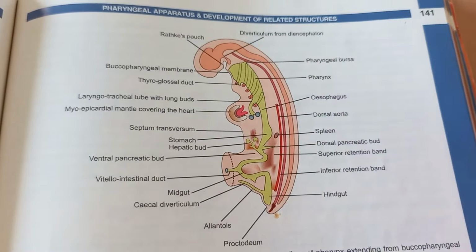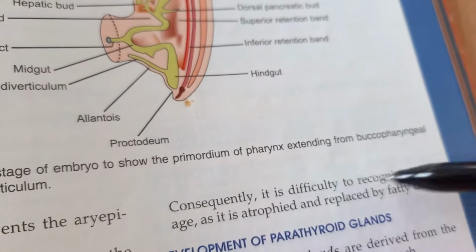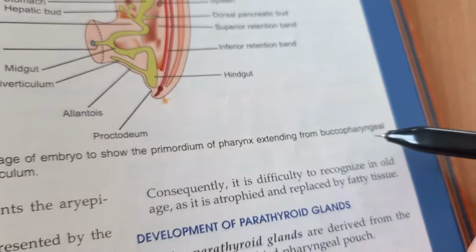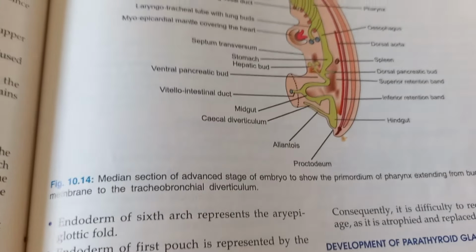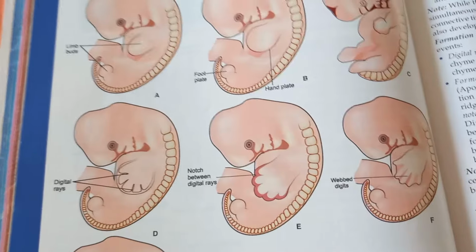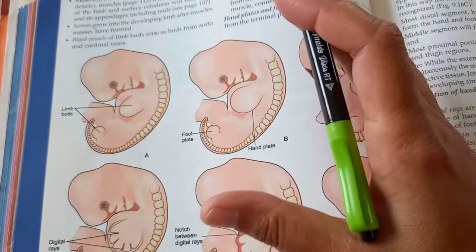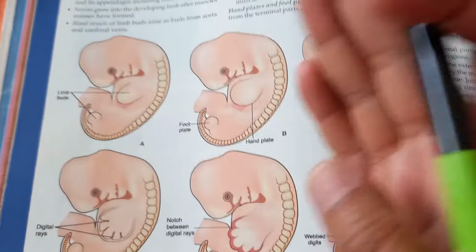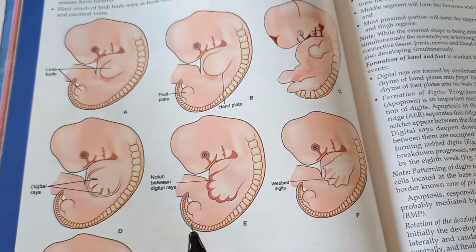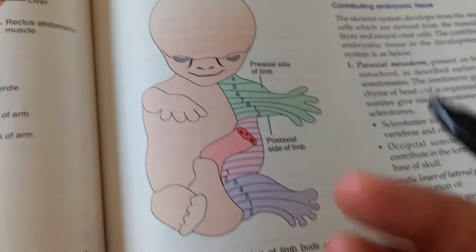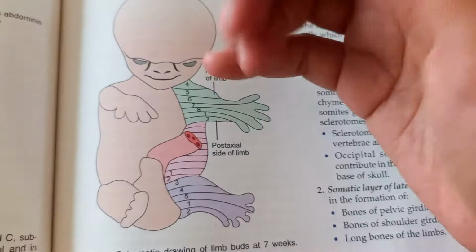So basically here, what are they trying to show you? The pharynx. Primordium of pharynx extending from the buccopharyngeal membrane to the tracheobronchial diverticulum. One thing should be common, it should be like this is a left side view, right? They should retain the left side view throughout. That would be good. I would have preferred the right view and the right side anatomy, embryology.